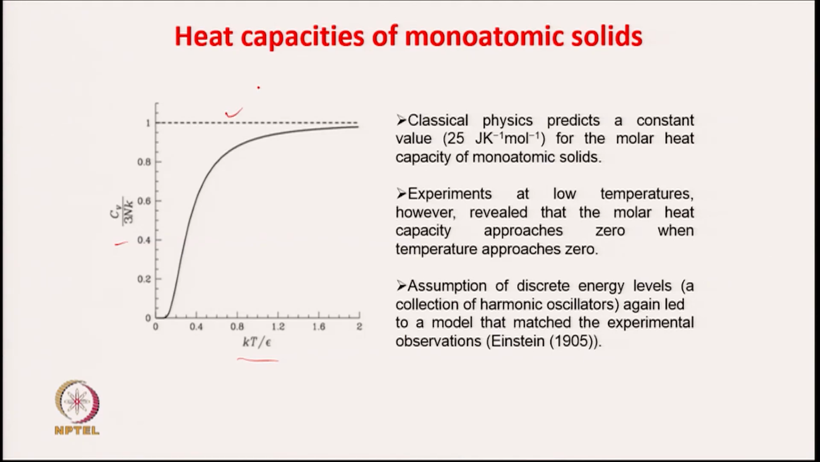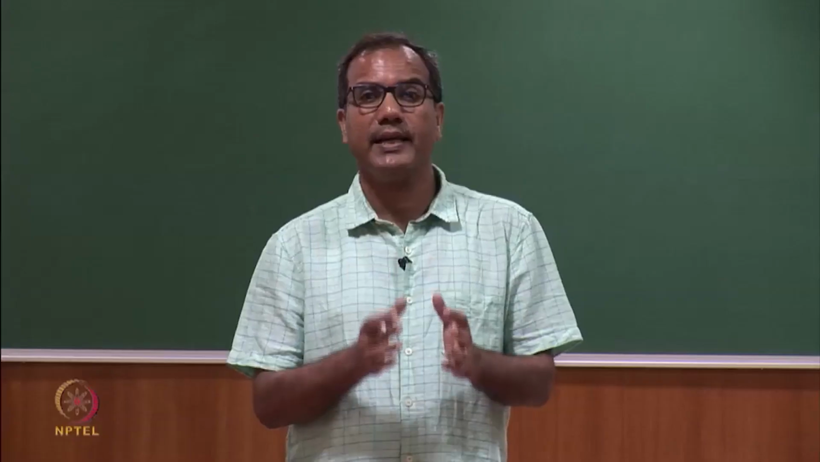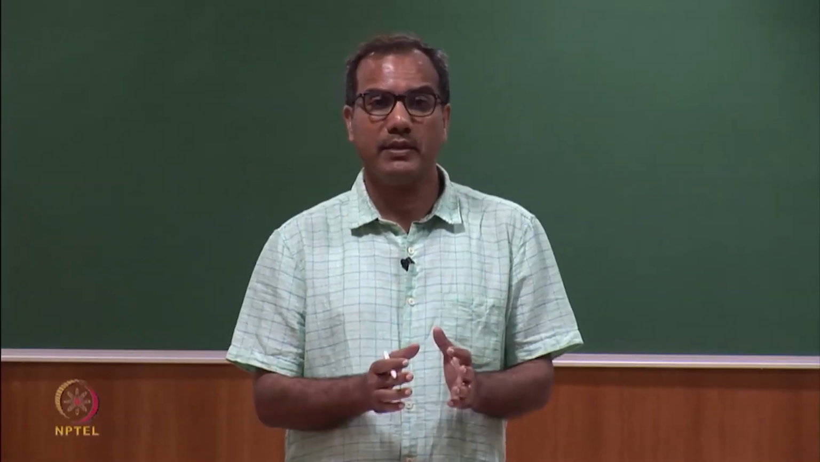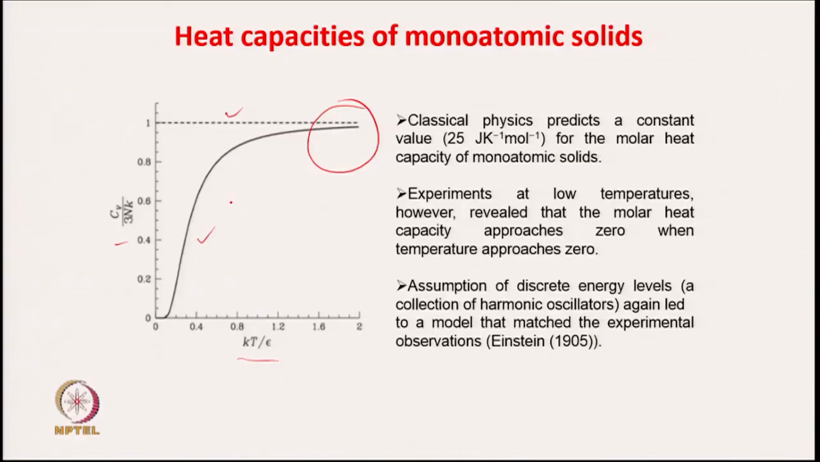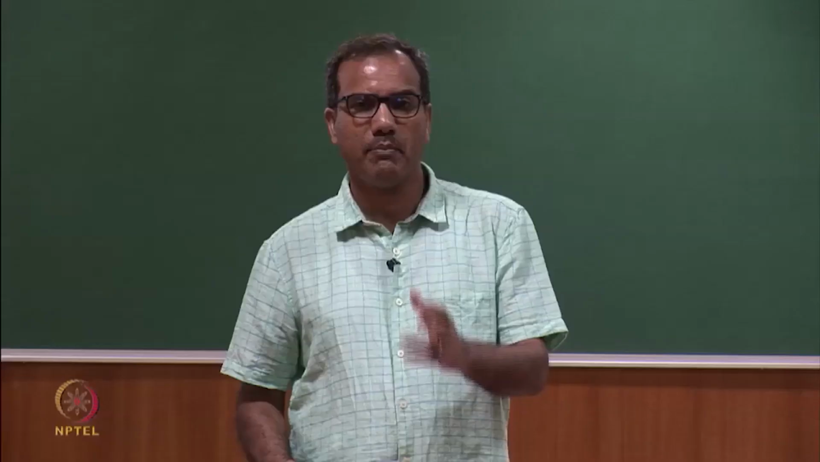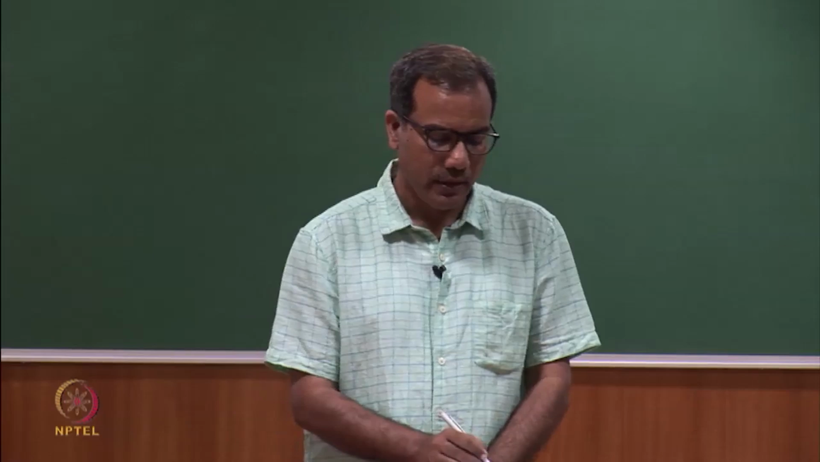But when you do the experiment at higher temperature, where kT by epsilon is high, the classical physics prediction is right, but at low temperature it fails. In fact, the heat capacity of a monoatomic solid approaches 0 at low temperature. This experimental observation can again be explained based on Planck's theory. The assumption of discrete energy values again led to a model that matched the experimental observation.